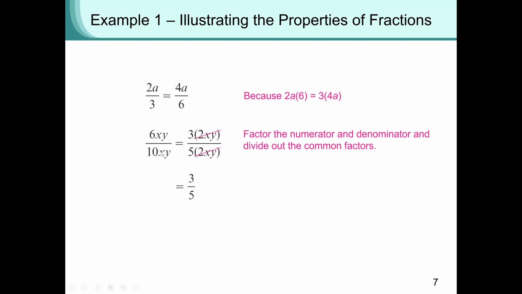Because the x cancel each other up and down, the numerator and denominator, we have x, so they cancel each other. Also y, we have numerator y, denominator y, so we can cancel. Then 6 divided by 10, 2 is divisible into 6 and 10. So 2 going into 6 is 3, 2 going into 10 is 5. So finally, our answer will be 3/5.